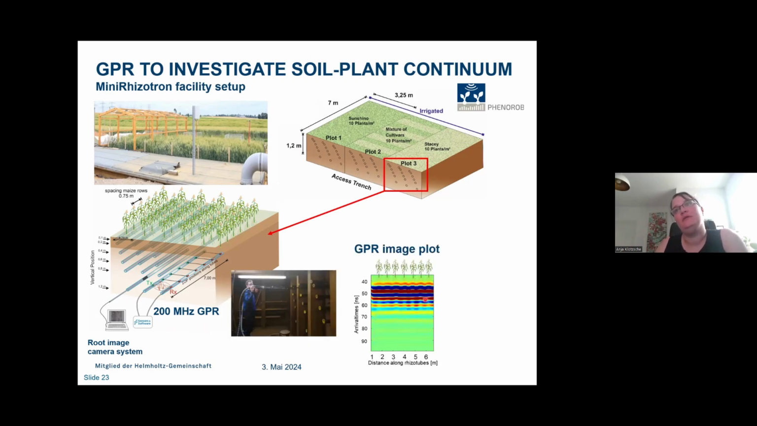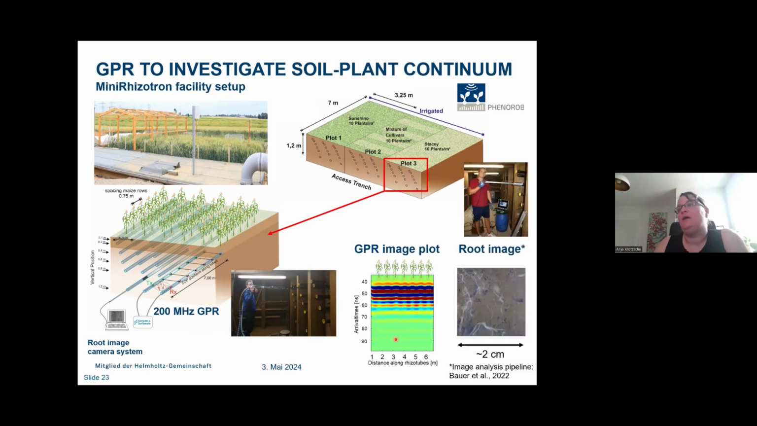And this is how the typical GPR data looks like. So we have here travel time, we have here distance along the tube, and this is just color-coded amplitudes. But you see nicely here different arrival times that we can pick and estimate the permittivity. And in the same tubes, we then also get the root images at some of the locations. So it's just at some locations, really not the entire tube length.